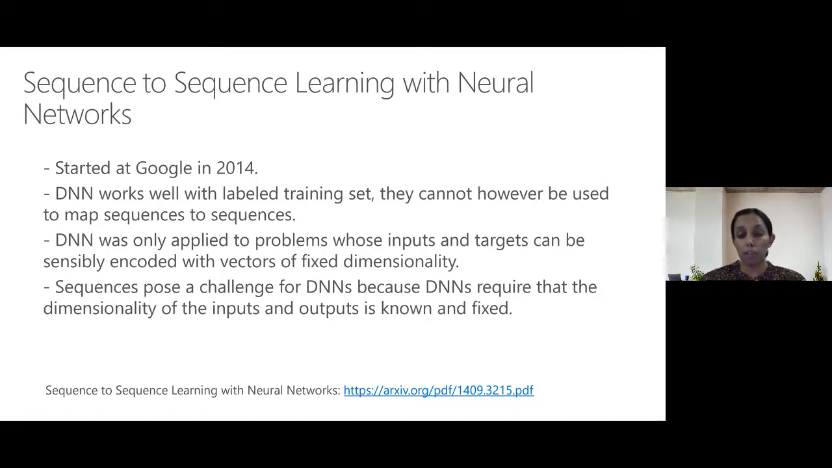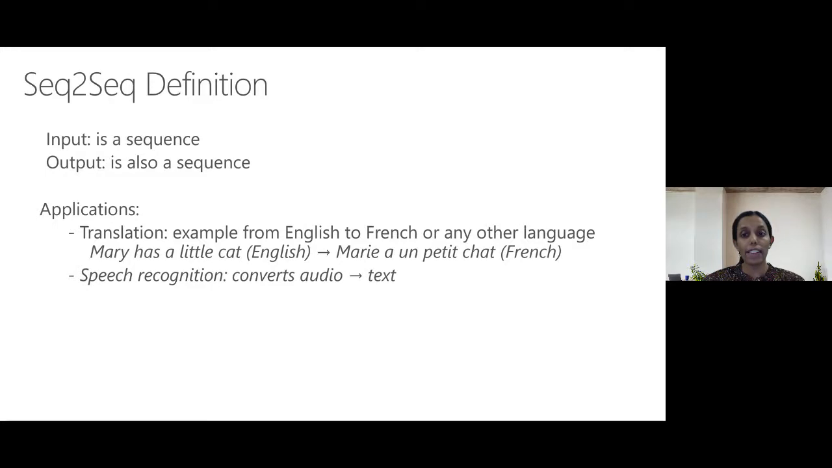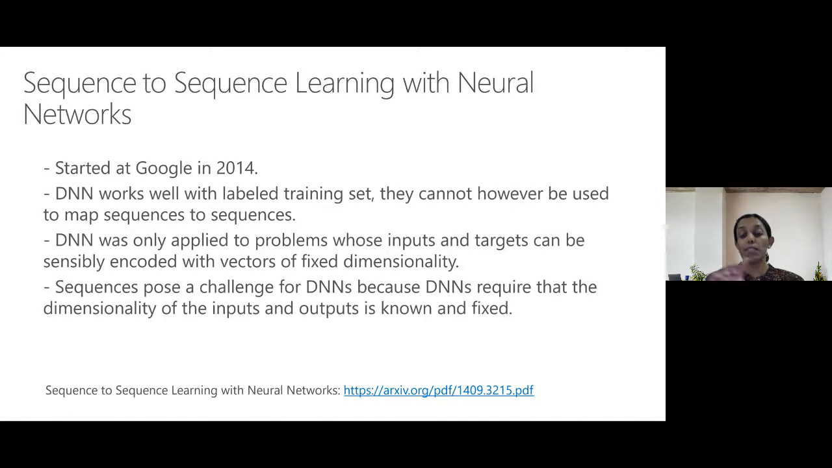One of the biggest problems with language is when you translate from one language to another, we cannot guarantee that the number of words in the input and the target language is the same length. Like in the previous example, it's 5: Mary has a little cat, and French is the same, but there are many cases where it's not the same length. So deep neural networks were only applied to problems whose inputs and targets can be sensibly encoded with vectors of fixed dimensionality. And this fixed dimensionality is not always the case for language translation.